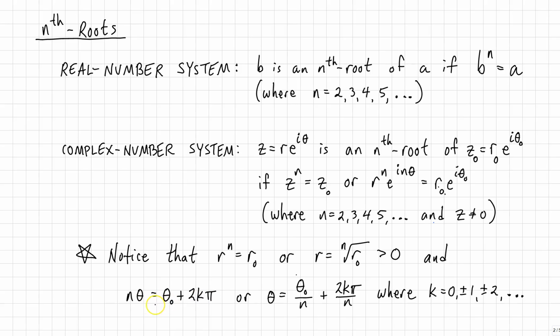So if you solve that for theta, you get theta is equal to theta naught divided by n plus 2k pi divided by n, where k is any integer and n is the n we're referring to up here in the root.